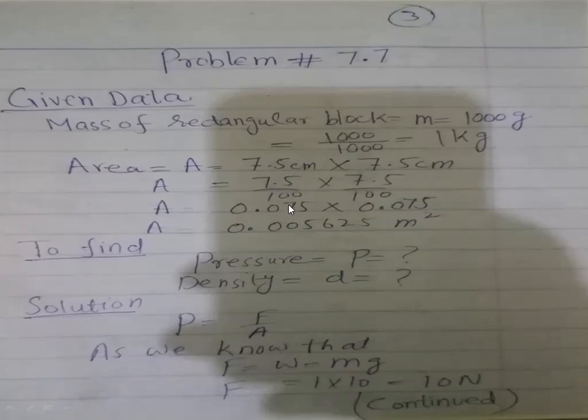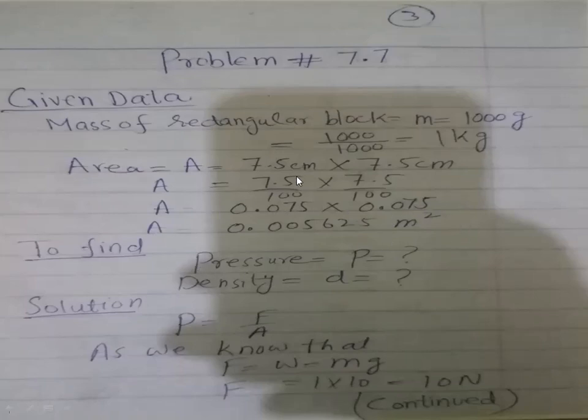7.5 divided by 100 gives 0.075. 7.5 again divided by 100 gives 0.075. If you multiply 0.075 by 0.075, you will get 0.005625 meters squared, which is the SI unit of area. The SI unit of area is meter squared. It was given in centimeters, that's why I converted it into meter squared.